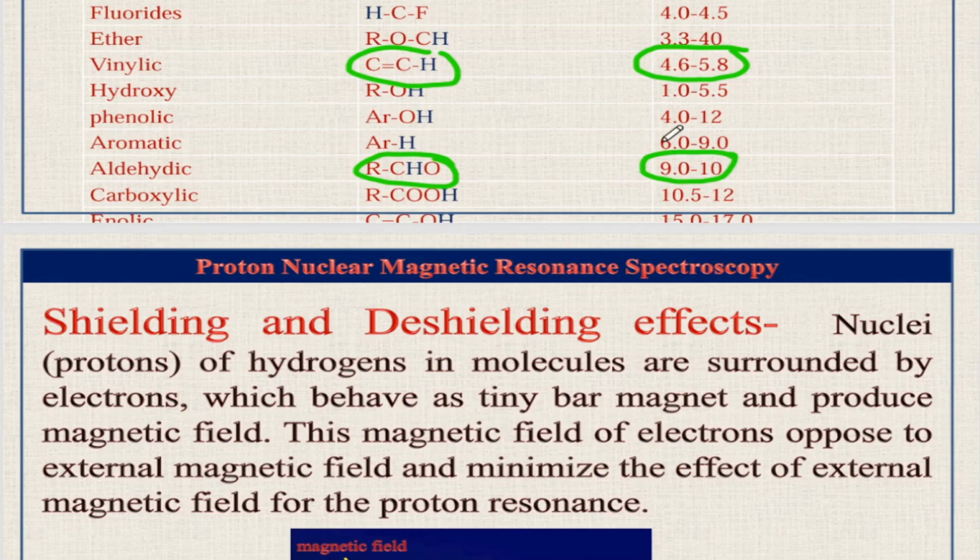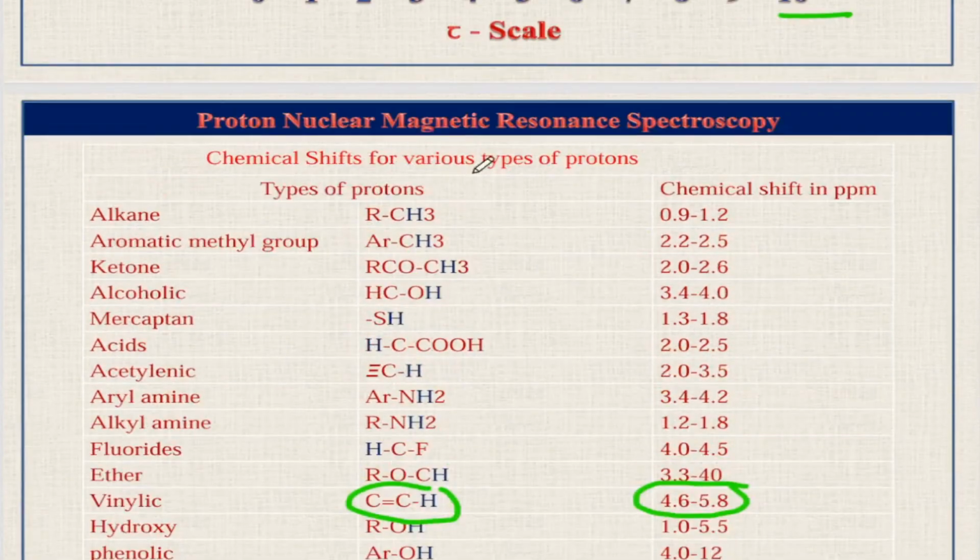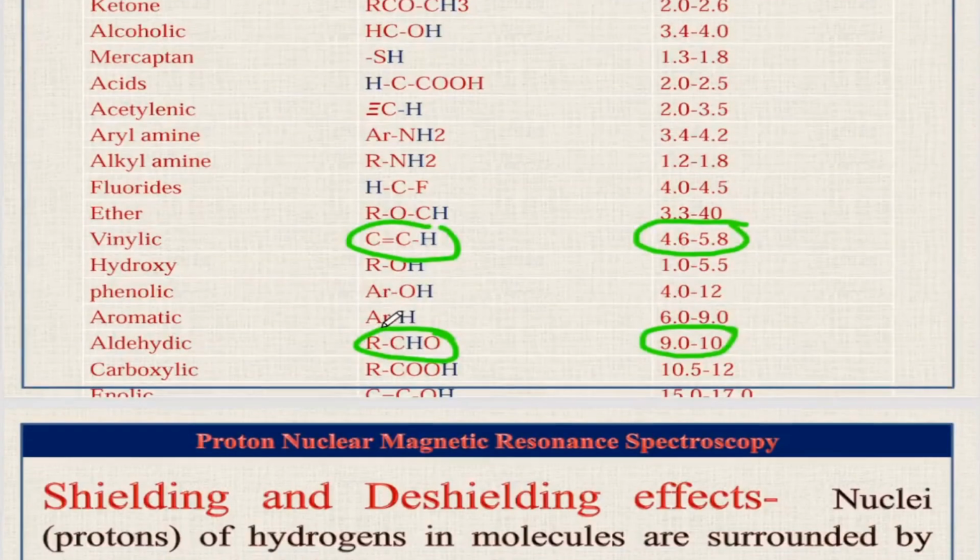So how does the chemical shift vary? It depends upon different factors: inductive effect, isotopic effect, hydrogen bonding, and van der Waals effect. There are many factors which affect the chemical shift value.